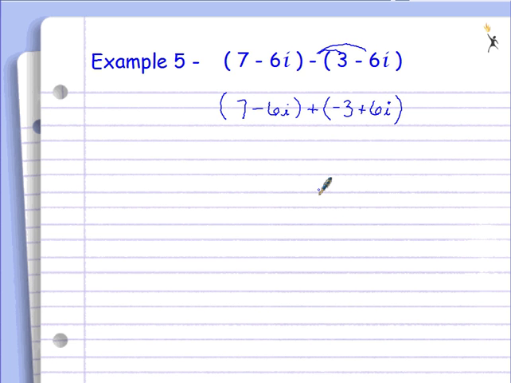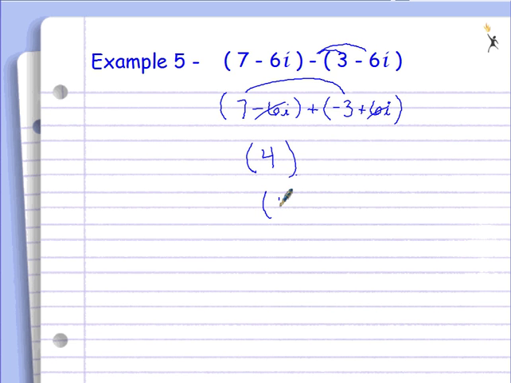Now do exactly what we just did before. Put the real parts together, put the imaginary parts together. So I have a 7 and a negative 3. Adding, remember I'm just adding, so that would give me a 4. And then I have a negative 6i and a positive 6i. So that actually, they cancel. So that leaves me with just a 4. So this actually is just going to leave me with a real part of a 4.